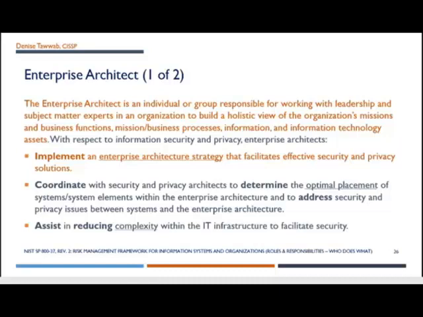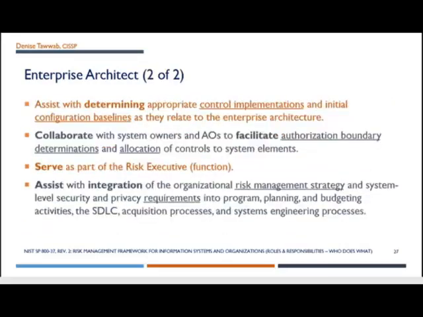Enterprise architects do the following. They implement an enterprise architecture strategy that facilitates effective security and privacy solutions. They coordinate with security and privacy architects to determine the optimal placement of systems and system elements within the enterprise architecture, and also to address security and privacy issues between systems and the enterprise architecture. The enterprise architect will also assist in reducing the complexity within the IT infrastructure to facilitate security. They assist with determining appropriate control implementations and initial configuration baselines as they relate to the enterprise architecture.